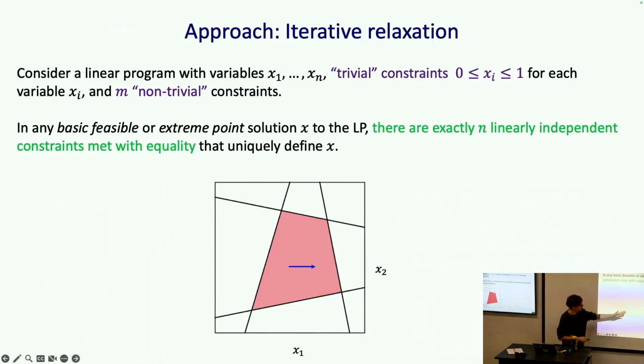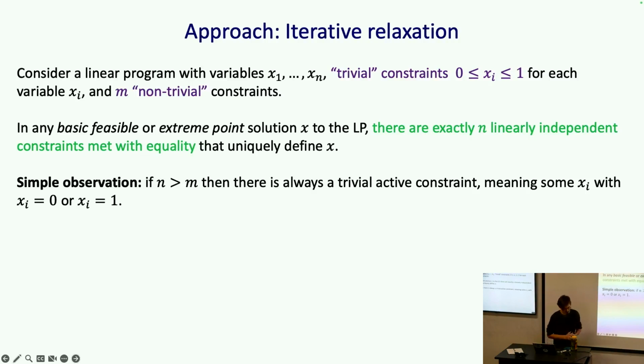So for example, let's say I have this polytope. I'm optimizing in this direction. If I get some optimal solution, it's going to be characterized by 2 linearly independent tight constraints, because n equals 2. It's a very simple fact, but it's actually what underpins all of these amazing algorithms that come from iterative relaxation, iterative rounding.